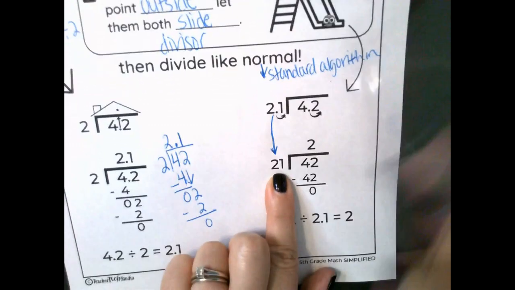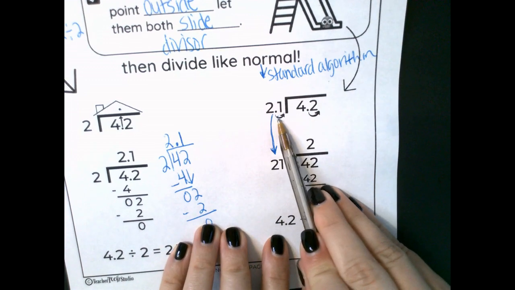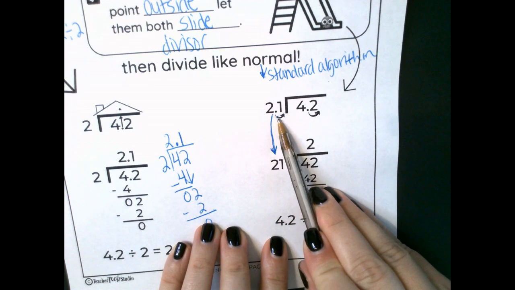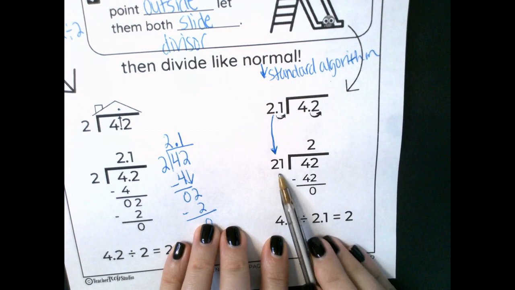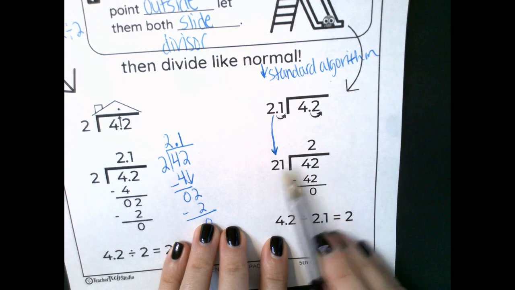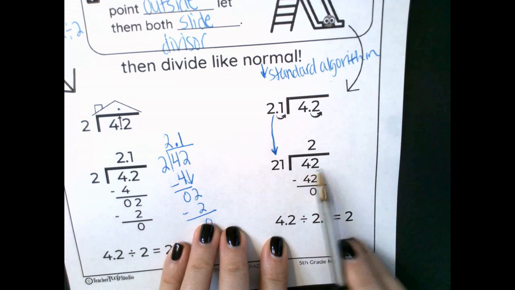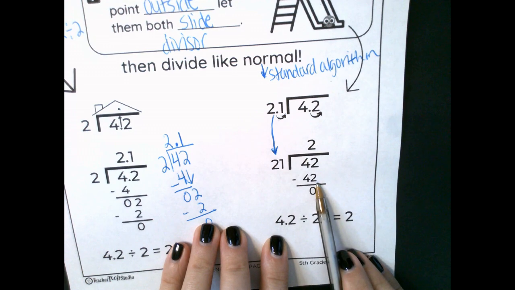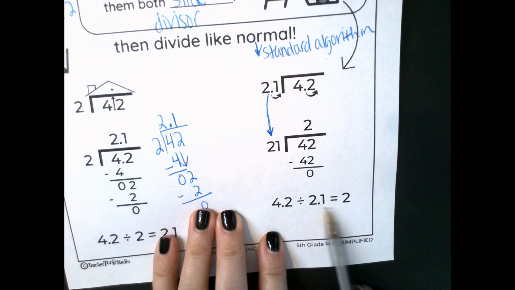In this case, each of the numbers only has the one decimal place, so you can only slide it one time. And then you go ahead and divide like normal. So 21 goes into 42 two times because 21 times 2 equals 42. So 4 and 2 tenths divided by 2 and 1 tenth equals 2. And that's our quotient.